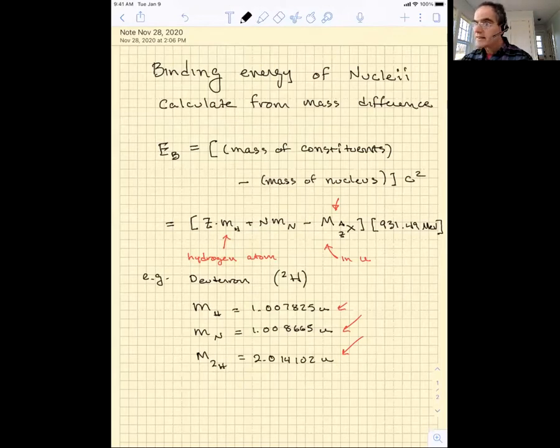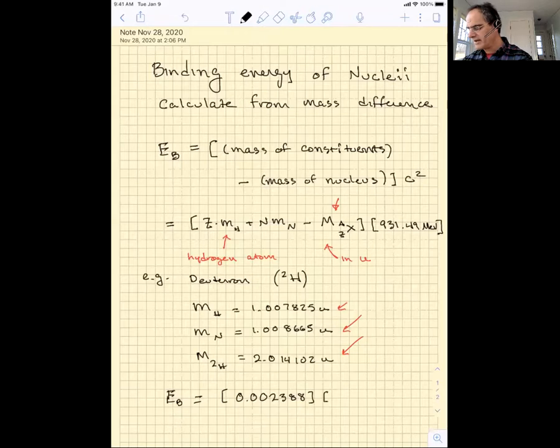So now we can just put these values into the calculator and calculate the mass difference. And what we find is that the masses almost cancel out, but not quite. So the mass difference is 0.002388 U.